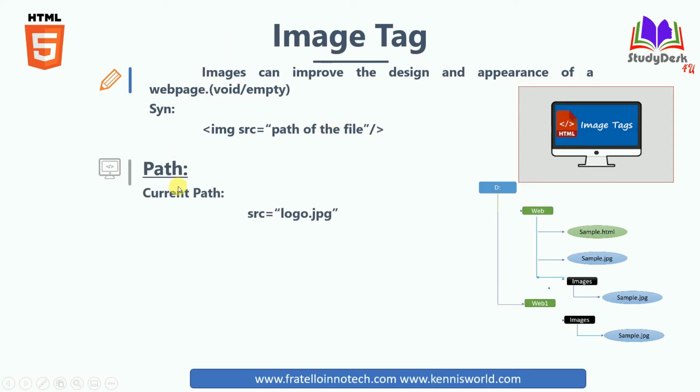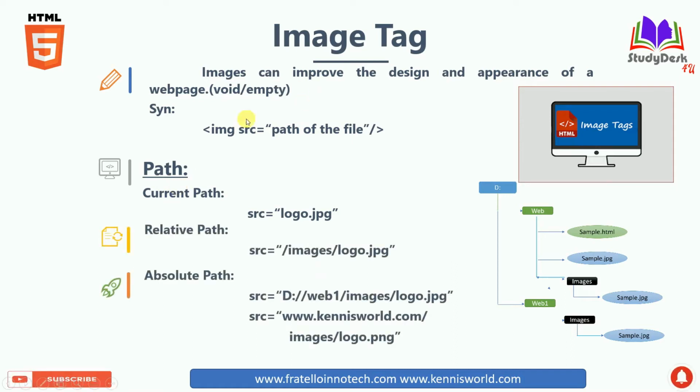Basically, we have three types of paths in HTML. Those are current path, relative path and absolute path. Current path: if your file and image file both are in the same folder, we can use this current path. That is, in the source attribute, we directly mention that image file, and make sure that your file has an extension. We have some extensions for images. Those are JPG, JPEG and PNG formats. So we need to give images with these extensions.